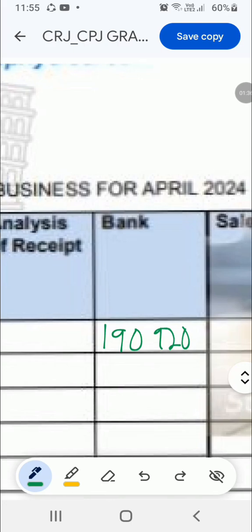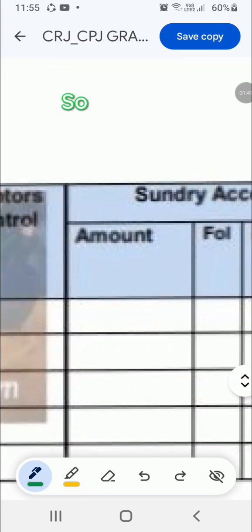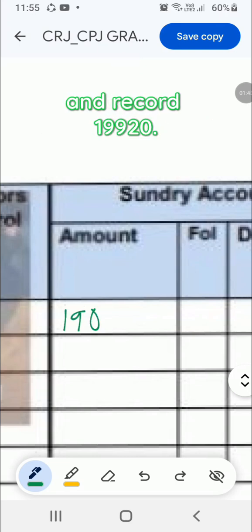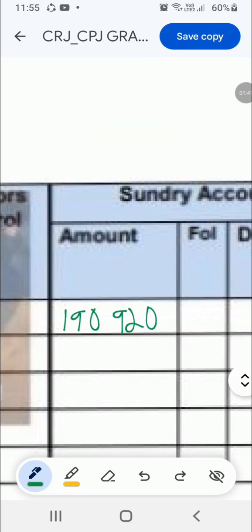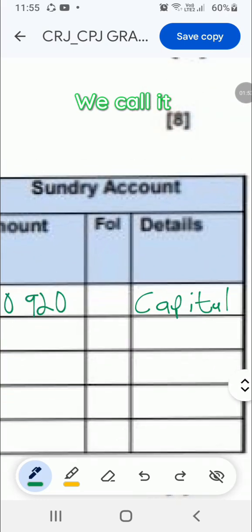199.20. We do not have the column for investment. So we go to sundry account and record 199.20. This is the capital. We call it capital.